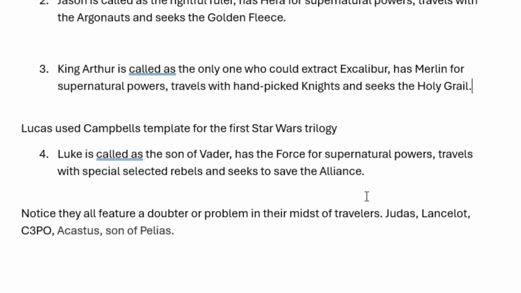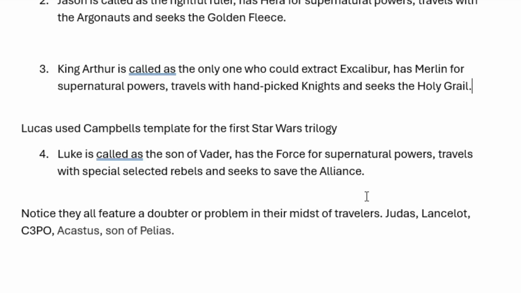Luke is called as the son of Vader, has the Force for supernatural powers, travels with special selected rebels, and seeks to save the Alliance. He's also kind of looked over by Obi-Wan too, isn't he? Notice they all feature a doubter or a problem in the midst of travelers: Judas, Lancelot, C-3PO, Acastus, who's the son of Pelias, the spy on the trip. These all represent aspects of us, who they're traveling with.